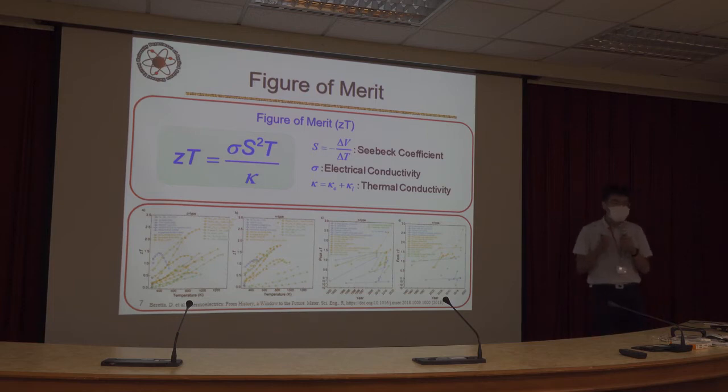Why is high ZT so difficult to achieve? The fundamental reason is that these thermoelectric parameters, the electrical conductivity, the Seebeck coefficient, and the electronic and lattice thermal conductivity, are not independent. They are related to each other. So there are some trade-off relations that make high ZT difficult to achieve.